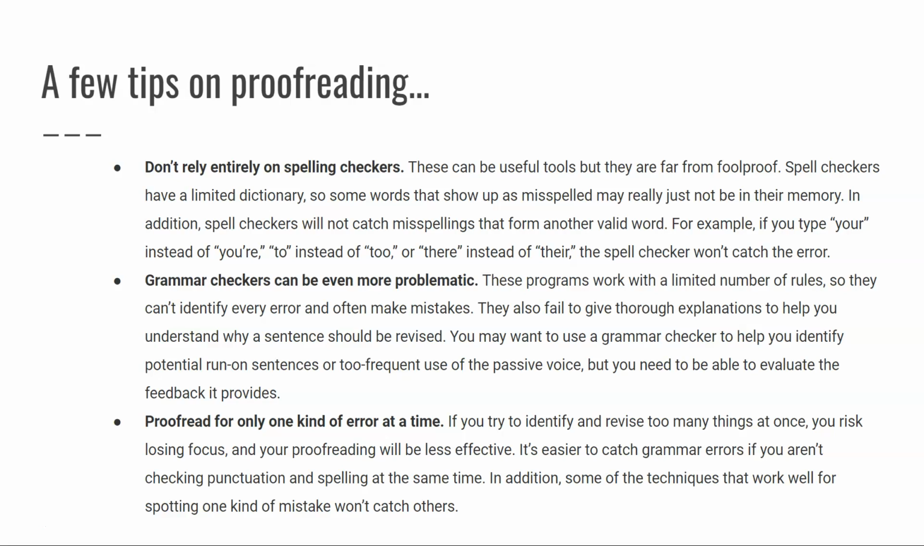Now, it might also be helpful to proofread for only one kind of error at a time. If you try to identify and revise too many things at once, you risk losing focus and your proofreading might become less effective. So it's easier to catch grammar errors if you aren't checking punctuation and spelling at the same time. In addition, some of the techniques that work well for spotting one kind of mistake might not catch others.